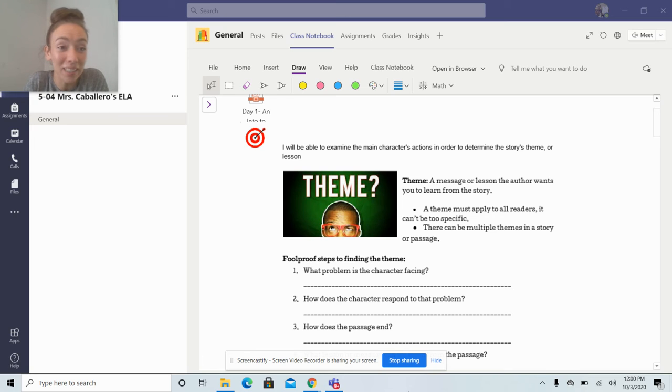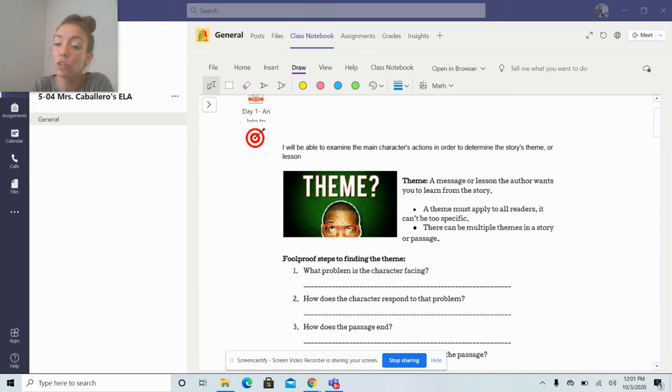Hey, I am so excited about today because we get to continue with our fiction work and we get to dive into theme. Now, we know that nonfiction stories have main ideas. Similarly, fiction stories have themes. Okay, so here's our goal. Our goal is that we will be able to examine the main character's actions in order to determine the story's theme or lesson. So you might be thinking, what is a theme?